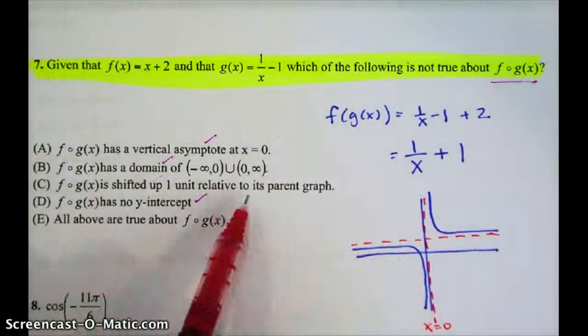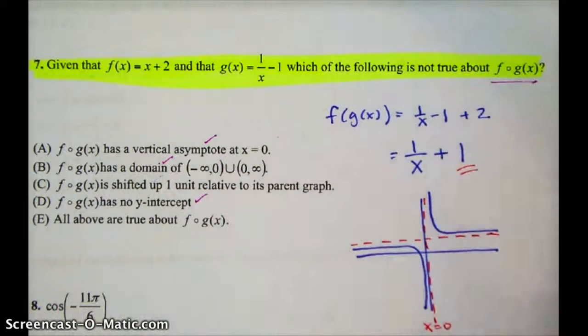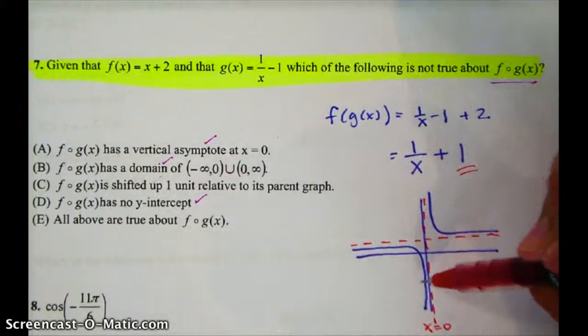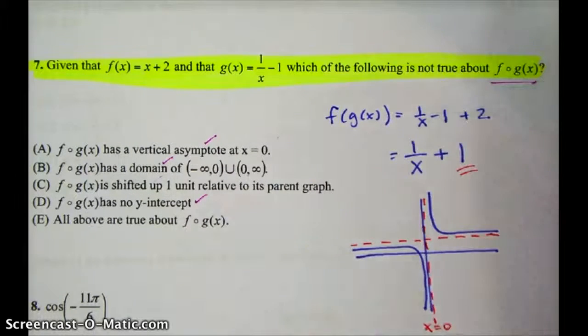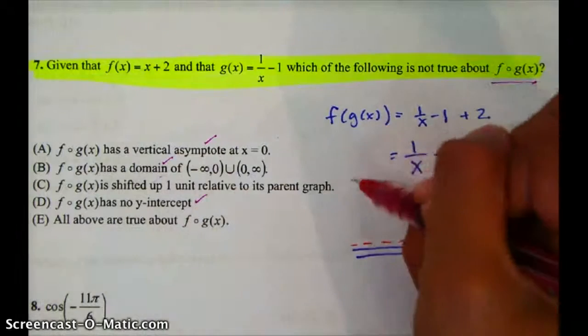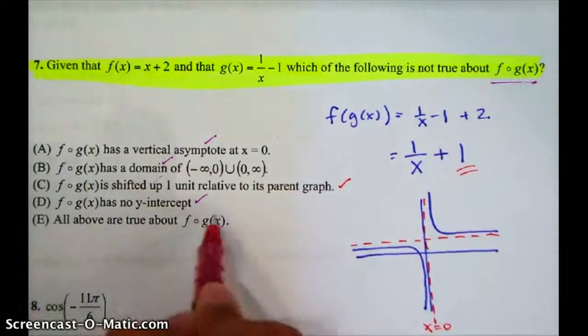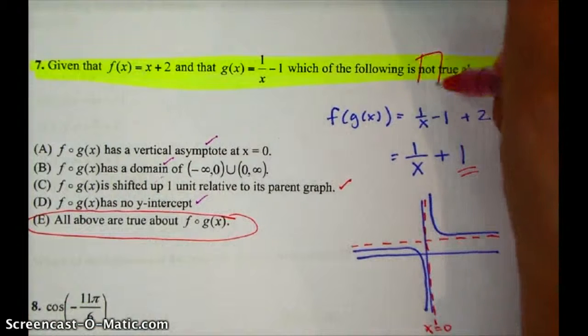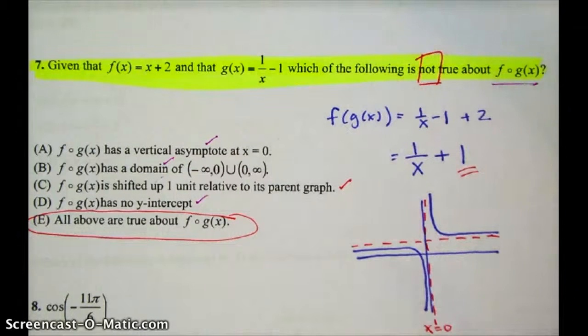Is this function shifted up 1? Yes, we've already gone over that. That's the k value. Does this function have a y-intercept? No, it doesn't, because these lines are going to get infinitely close to the asymptote, but they're never actually going to cross. So that's true as well. Looking at that, we can say easily that all of the above are true. Of course, notice that we were looking for the not, but we didn't find one. They're all true.